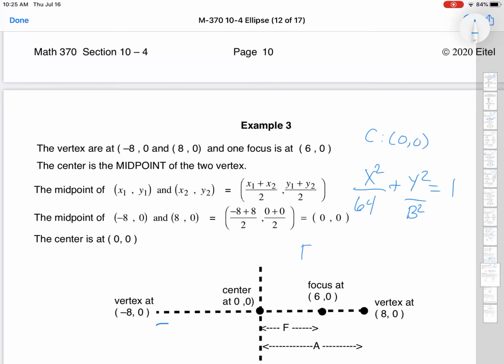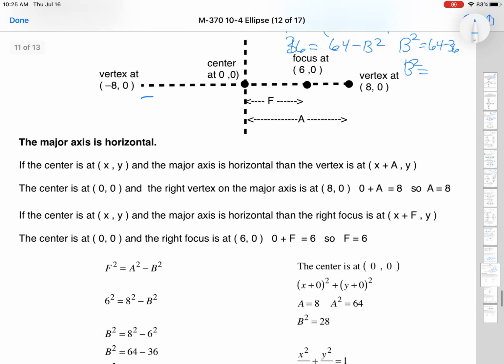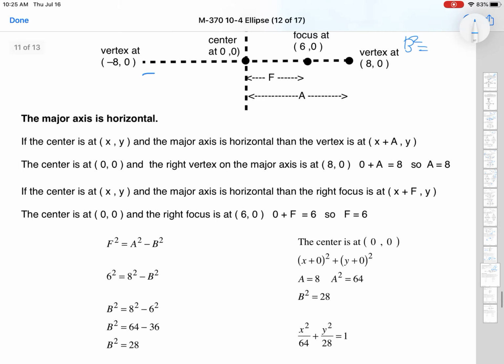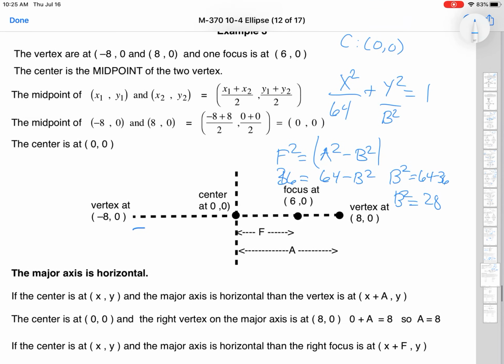We know that f squared is equal to a squared minus b squared. I'll put the absolute value, but in this case we know the a squared's bigger. So we know f squared is 36 is equal to 64 minus b squared. So b squared is equal to 64 minus 36. And if we look at 64 minus 36, right, and he would have done the same thing down here, we get a 28 coming out of that. Yeah, 28 makes sense.